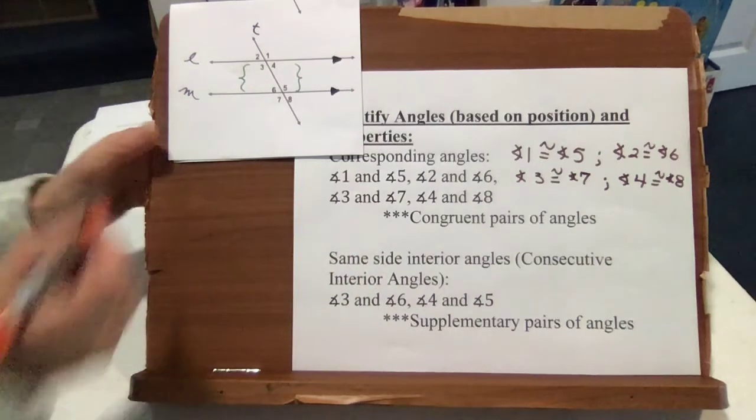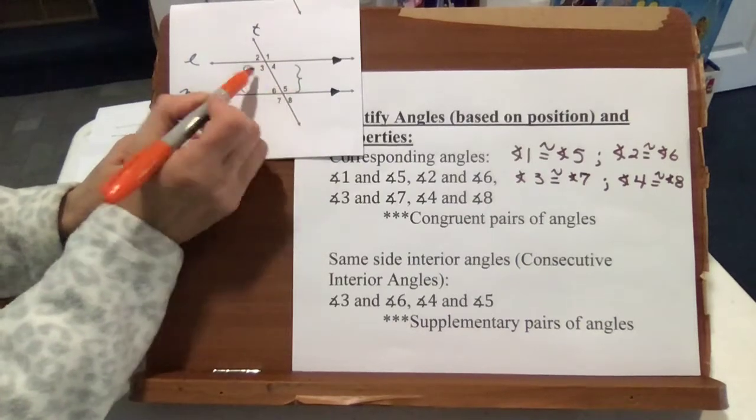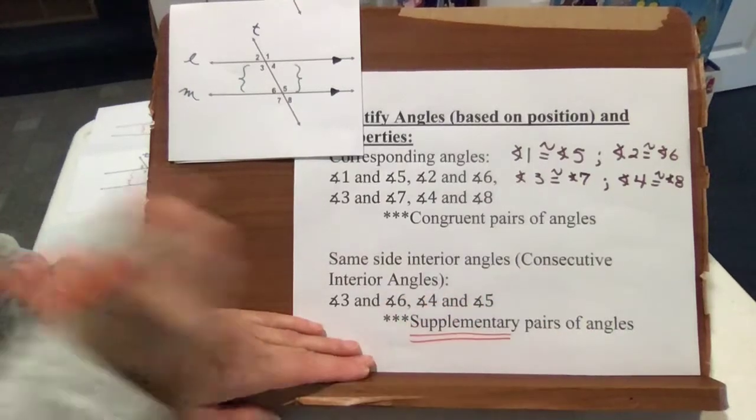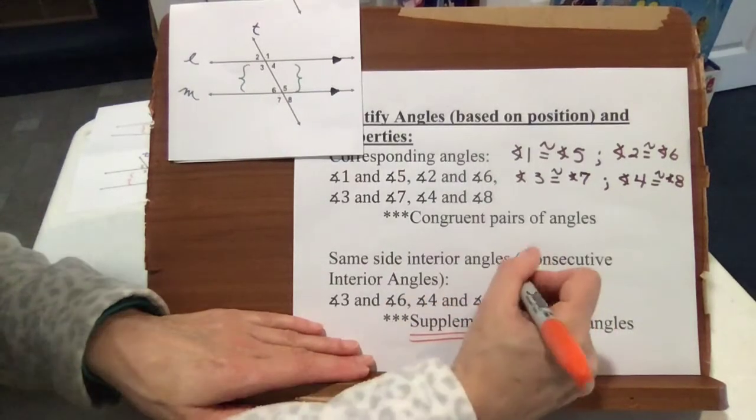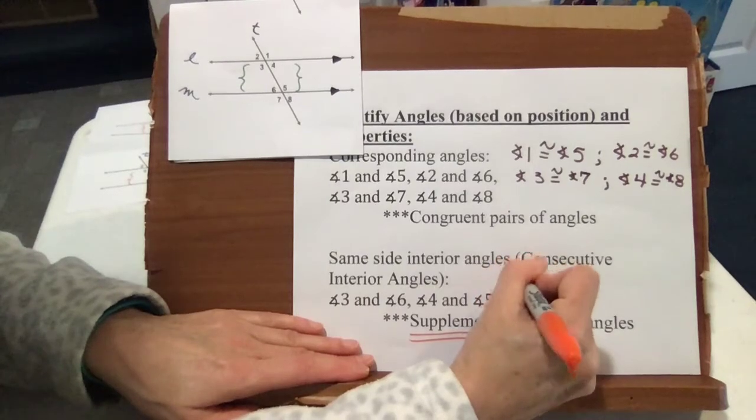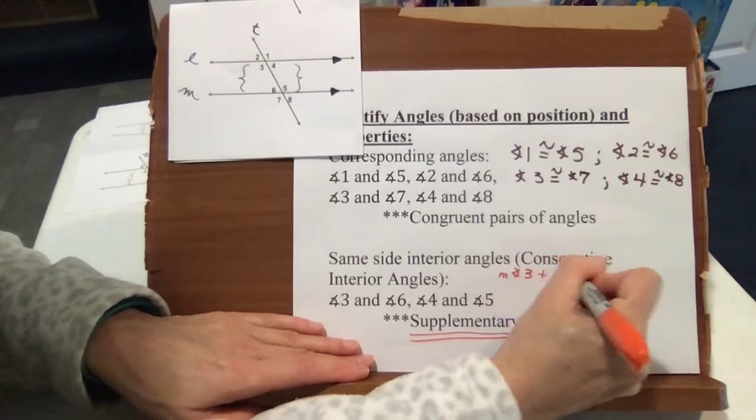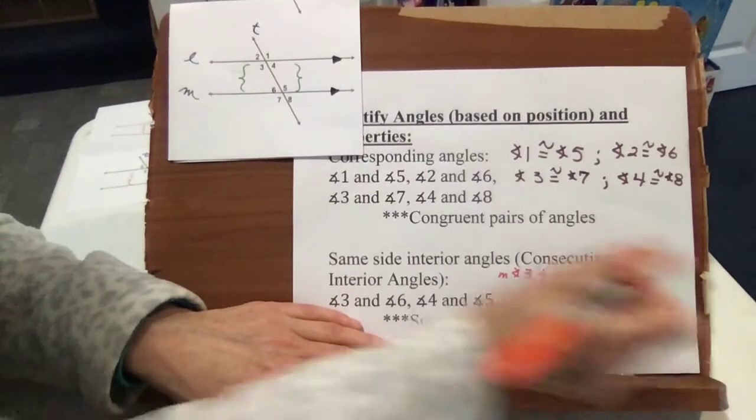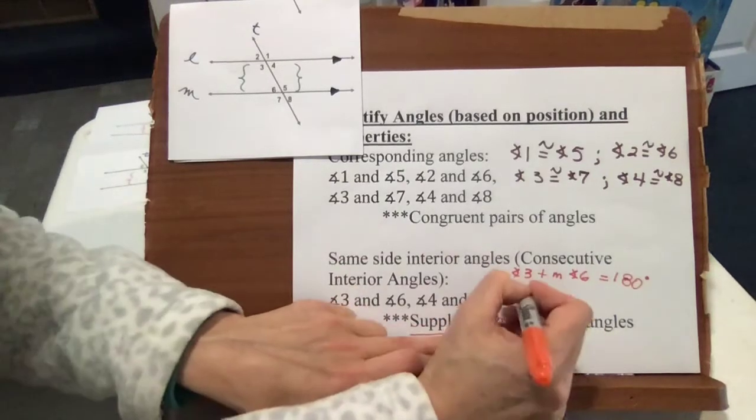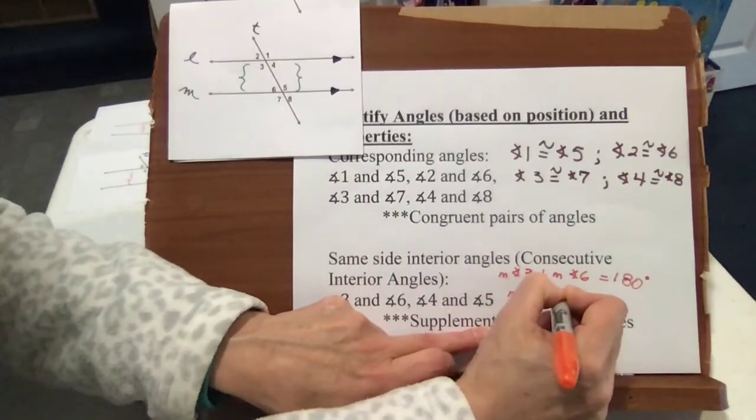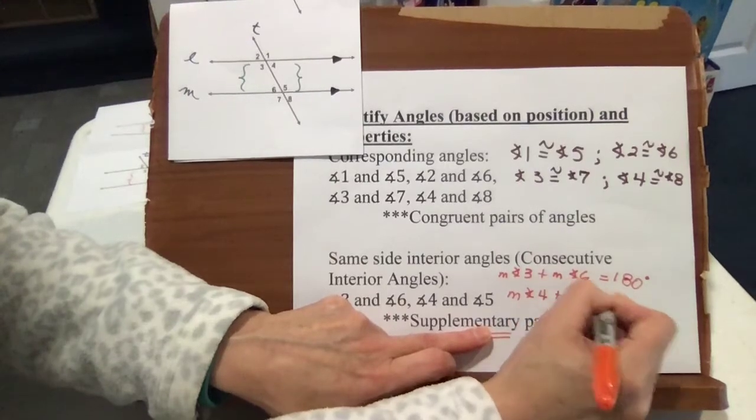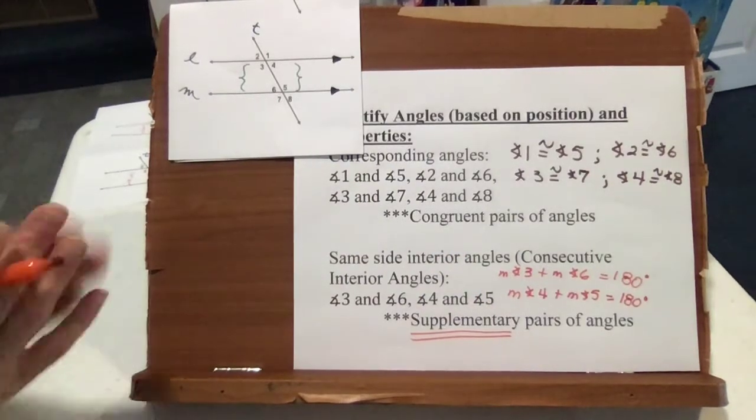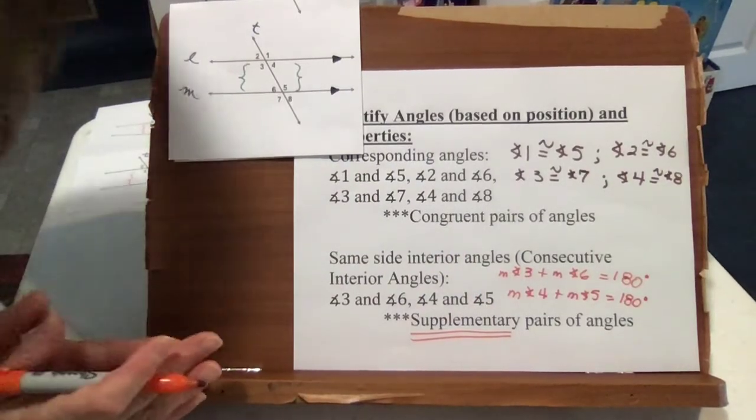Same side interior angles, which are here on the inside, 4 and 5, 3 and 6, okay? They're supplementary. So this is really important. Supplementary means they add to 180. So the measure of angle 3 plus the measure of angle 6 equals 180 degrees. Same thing for the measure of angle 4 plus the measure of angle 5 equals 180 degrees. So that's the unique relationship of having parallel lines that are cut by a transversal.